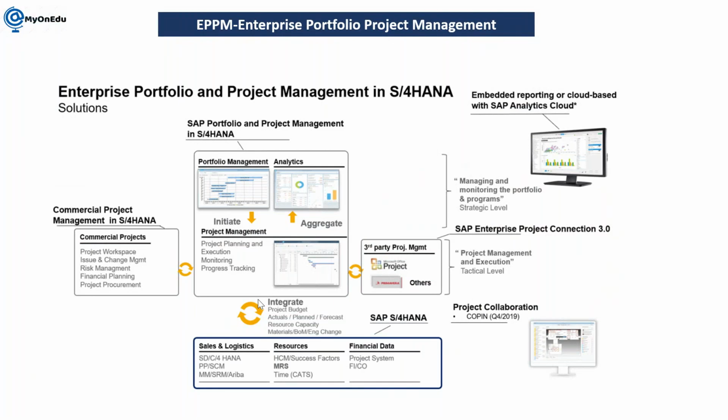That is a core module. One is PS. You can say IM is also part of EPPM. That is IM and PS, then PPM and then CPM. Okay. So how is a process executed in any project?